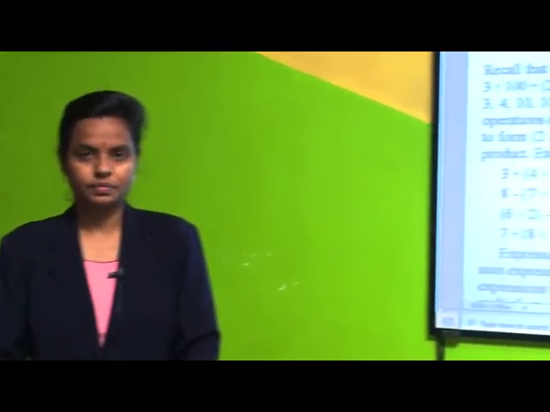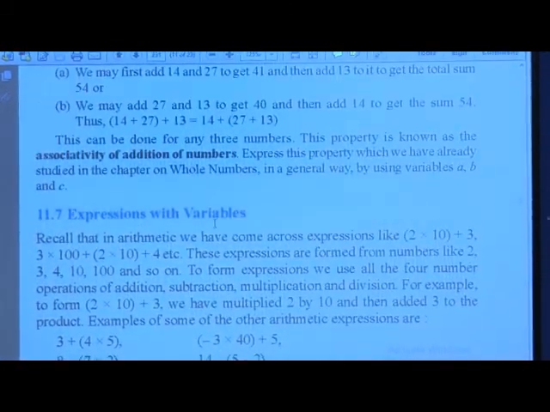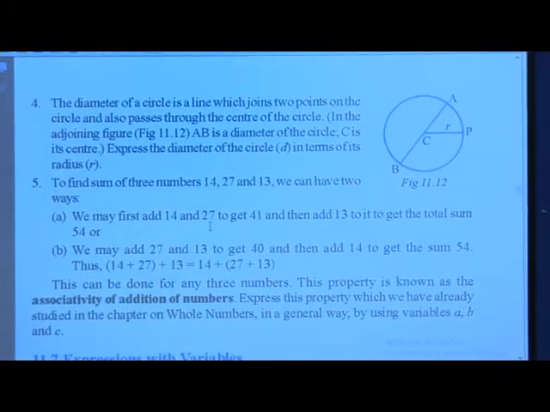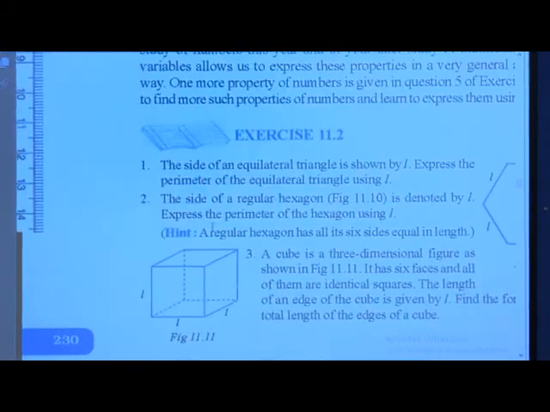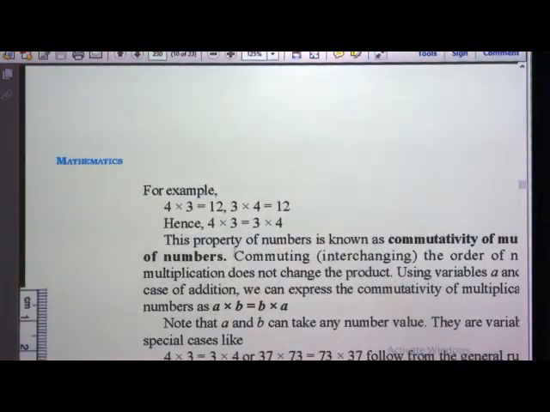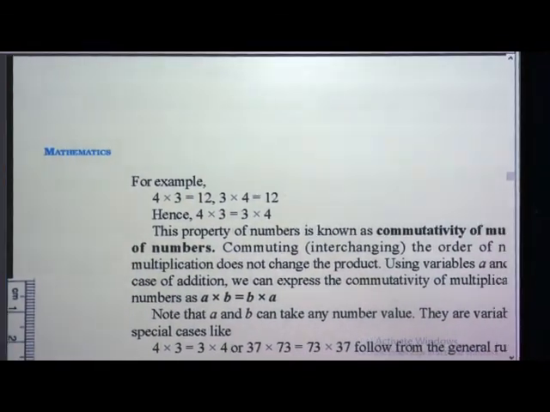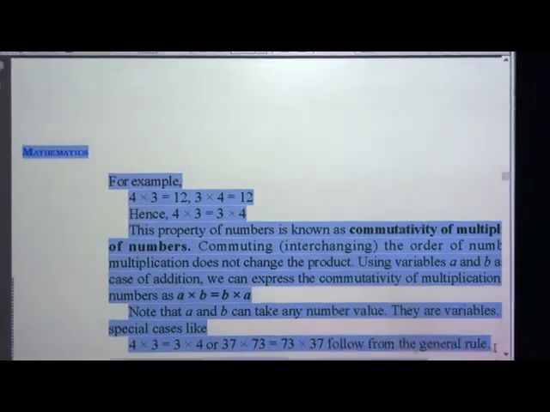So, in today's class we are going to revise the properties, and then we are going to see exercise 11.3. So, let us see. You know students, we have studied different properties in whole numbers. The same type of properties we have here to learn in more detail. So, let us have a quick review over it.